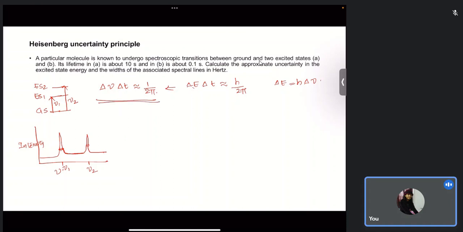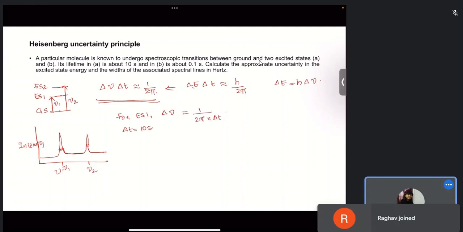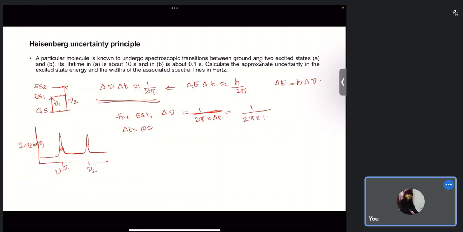So we have been asked, for excited state 1, what is the delta nu? We know delta T is 10 seconds. Delta nu is going to be 1 by 2 pi into delta T. So this is going to be 1 by 2 pi into 10. When you do the math, it will be 0.015 volts.